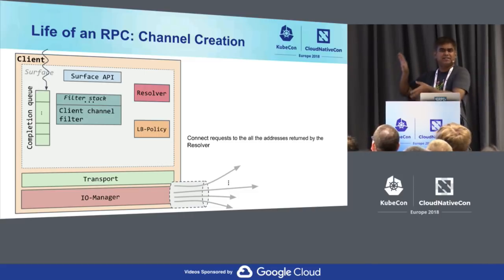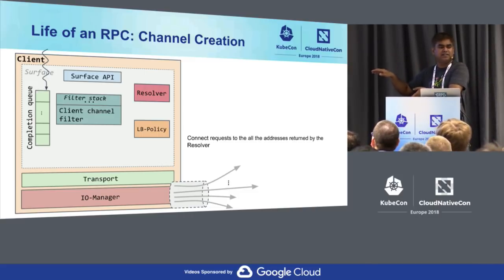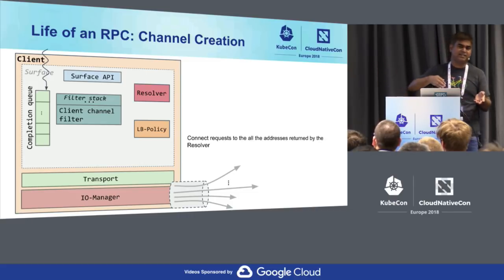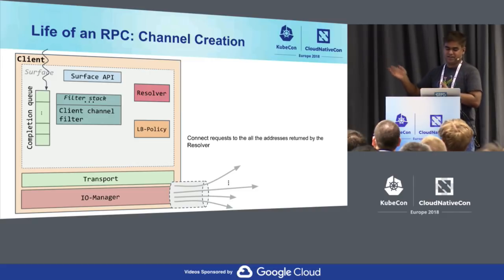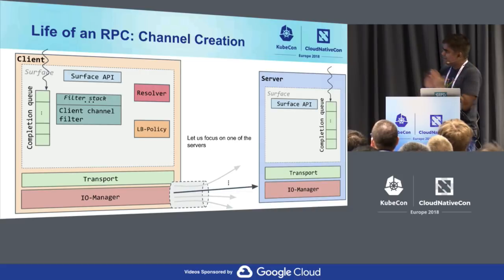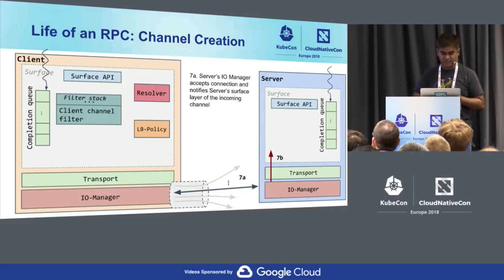At this point, I should mention that this process is typically done in a lazy fashion. Like when you create a channel, it doesn't always immediately do that. We wait until the very first call is created on the channel. But for illustration purposes, I'm just showing it here. So anyway, the client issues connect to all the backends. And let's look at one of the backends. What happens on one of the backends?